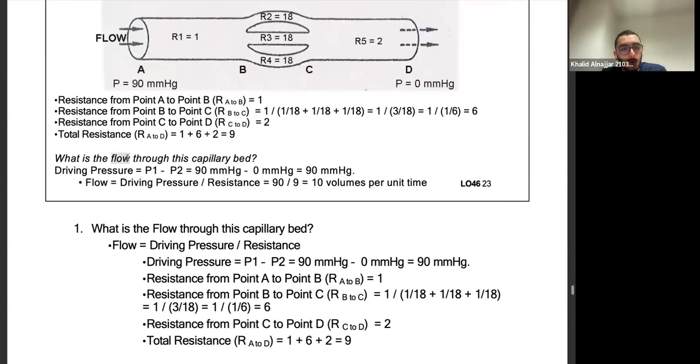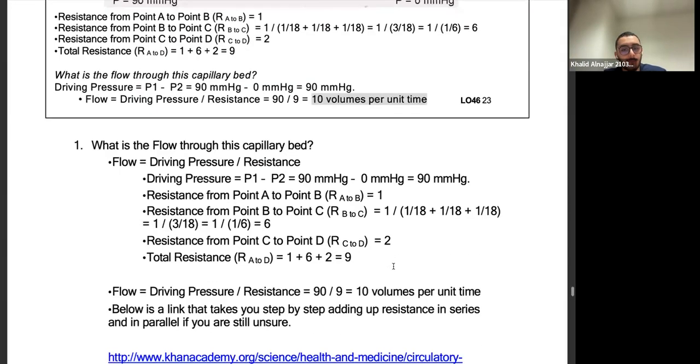If you want to find the flow, or the cardiac output in a larger setting, but in this case it's just the flow, you need to find the driving pressure, which is P1 minus P2, 90 minus 0 equals 90, okay? And this is the driving pressure. And the equation is flow equals driving pressure over resistance. Do you remember this equation? So driving pressure is 90 minus 0, over resistance, which is 9. This is 10. So 10 volumes per unit time.